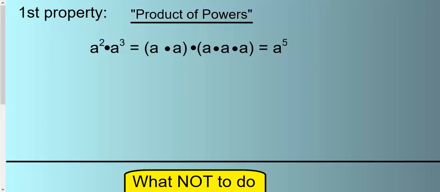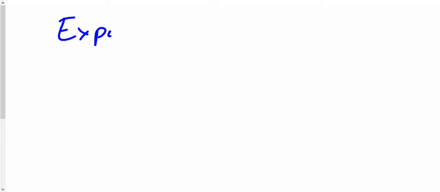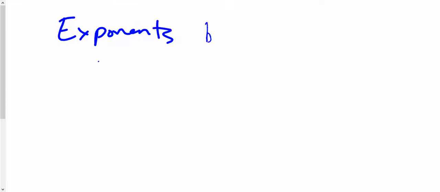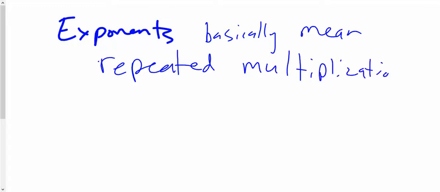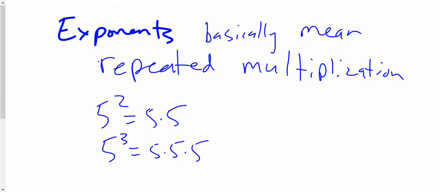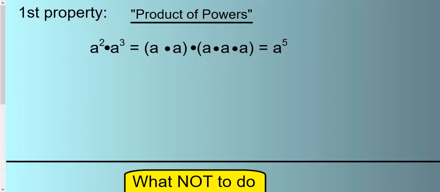All right, what we're going to be doing is taking exponents and expanding them, because what exponents basically mean is repeated multiplication. So 5 squared is 5 times 5. 5 cubed is 5 times 5 times 5. So that's what we're going to be working with, expanding things and then simplifying them.